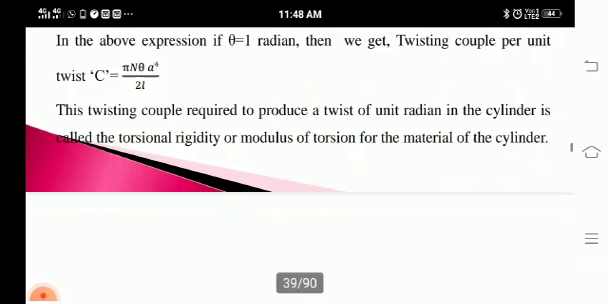Here we have seen the complete twisting couple of a cylinder. Thank you.